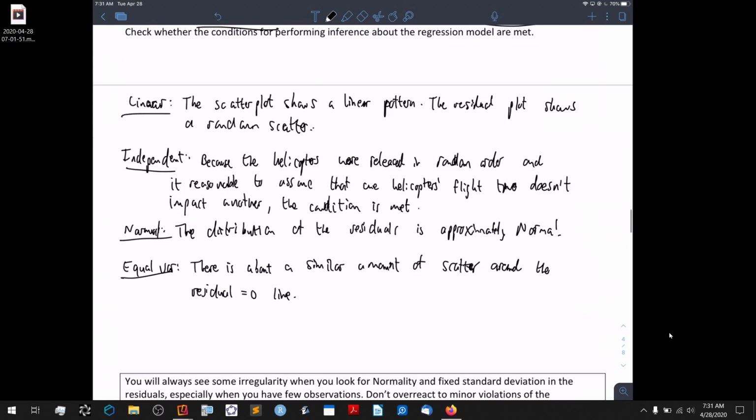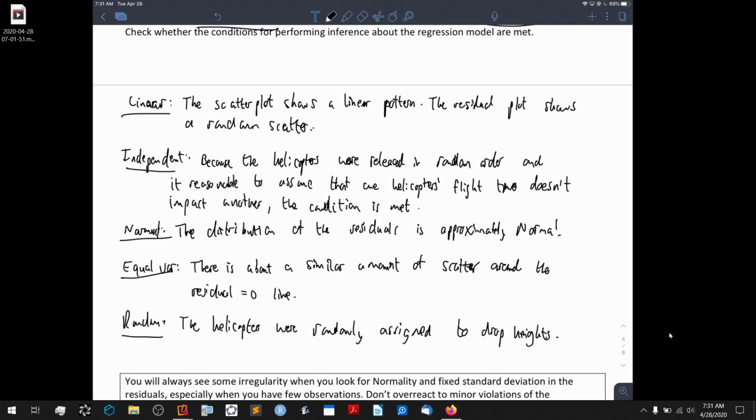Okay, and then random is the last one, and we just say the helicopters were randomly assigned to drop heights. All right, and that's it. So that's really annoying. You've checked the conditions for inference.